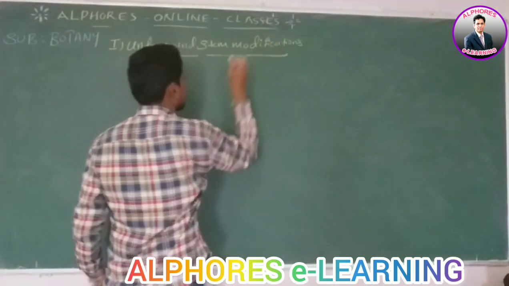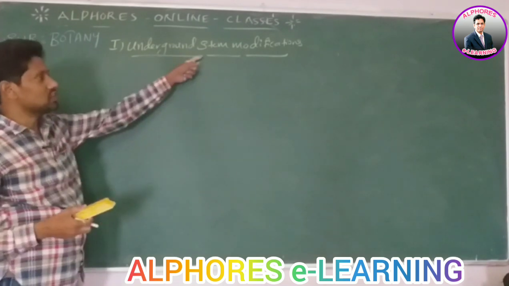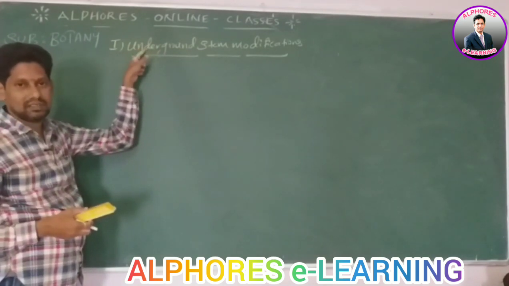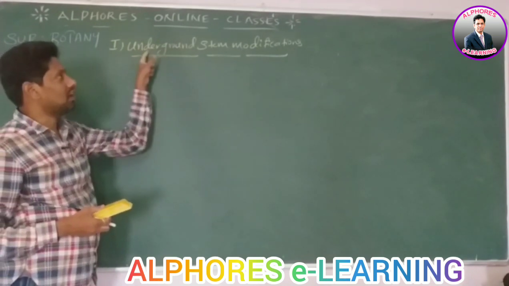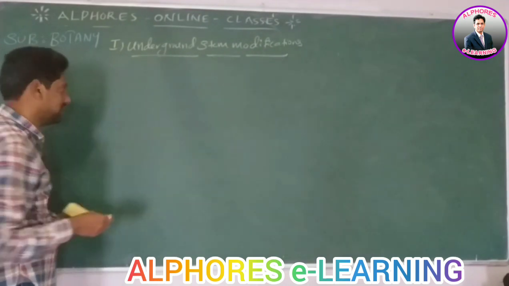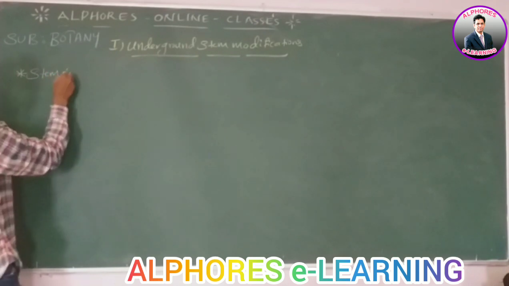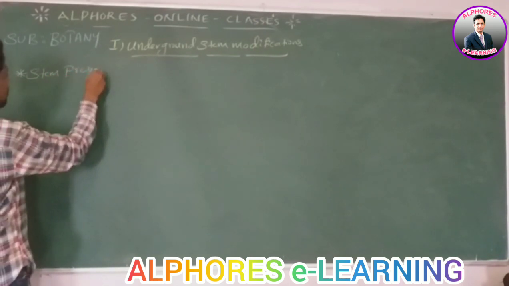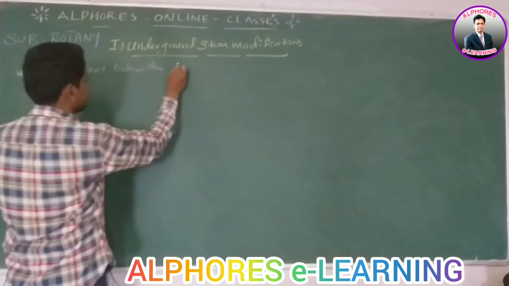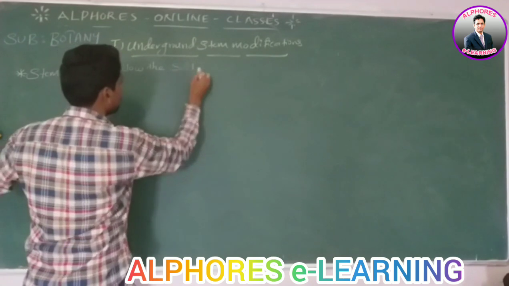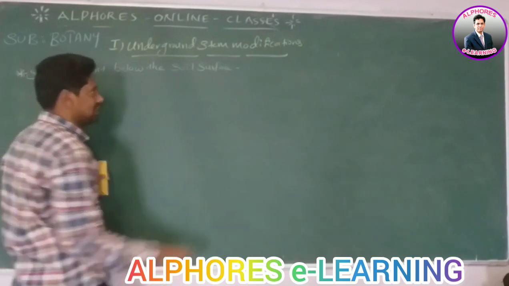Now, first, what is the meaning of underground stem? The stem which is present below the soil surface. Such stems are called underground stems. Is it okay? Right? Stem present below the soil surface, what is that stem called? An underground stem.